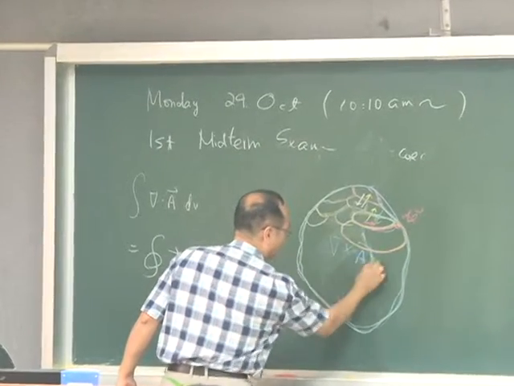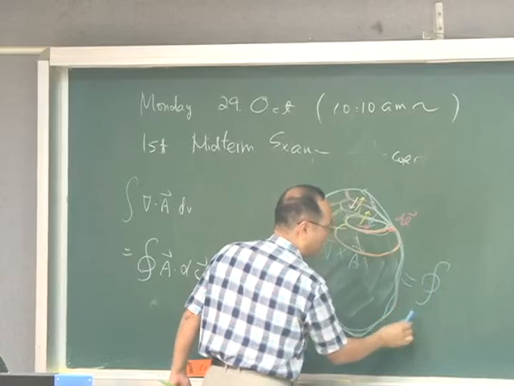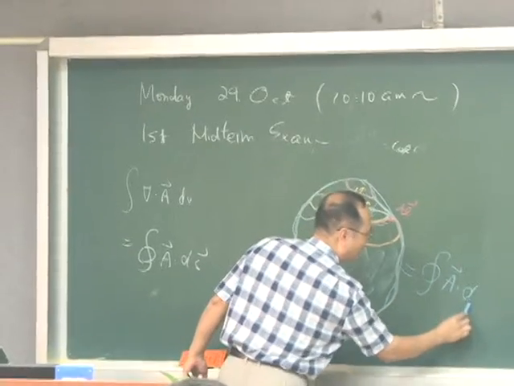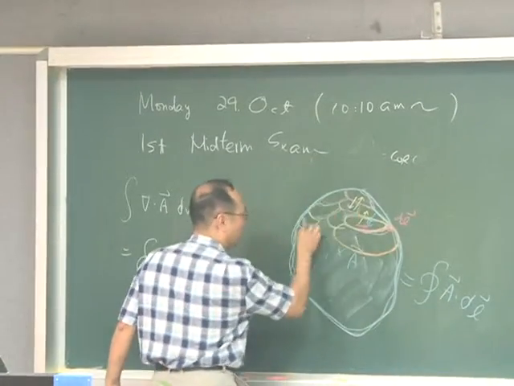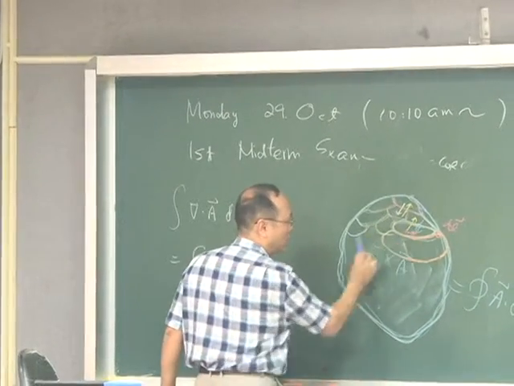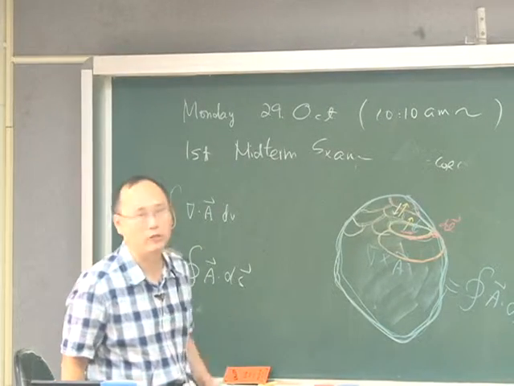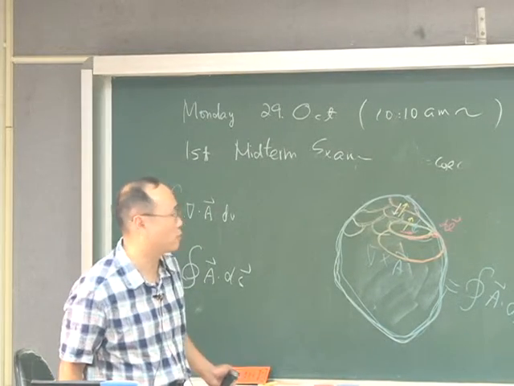Therefore, the surface integration of curl of A across the whole surface will be just equal to the closed-path integration of A along this boundary, and you don't have to deal with any interface integrations. Okay, and this is the Stokes theorem, and this is the way you prove it.